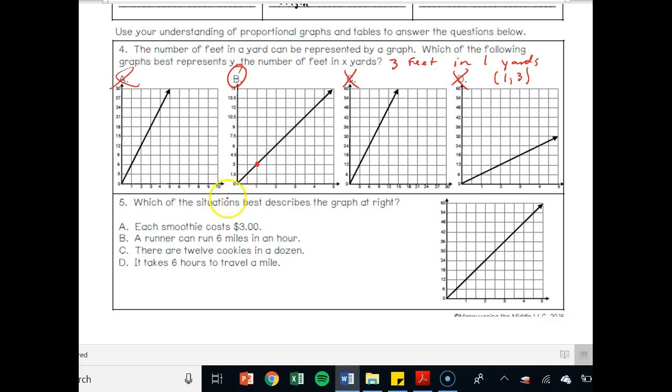You got a linear line. It goes through 0, 0. And remember, it was 3 feet for every 1 yard. They said the x value was going to be the yards, so 1 yard goes in the x part right there. And the y value was going to be the number of feet, so 3 goes in the y spot right there. All right. And number 5, I'm going to have you try to do on your own.